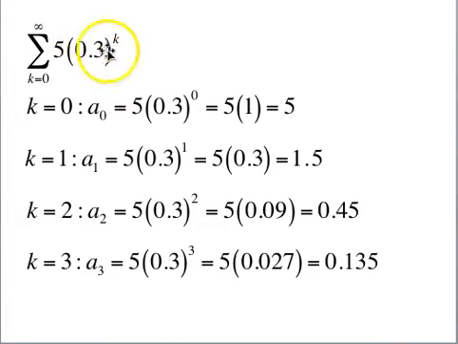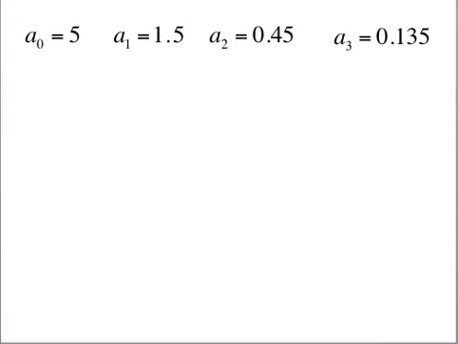This example is called a geometric series because to get to each successive term, you multiply by 0.3, a common ratio. But it is a series, so we're going to add all these up: 5 plus 1.5 plus 0.45 plus 0.135 plus forever. But let's see if we can make some sense out of this.